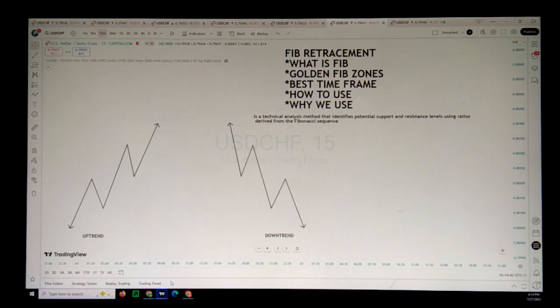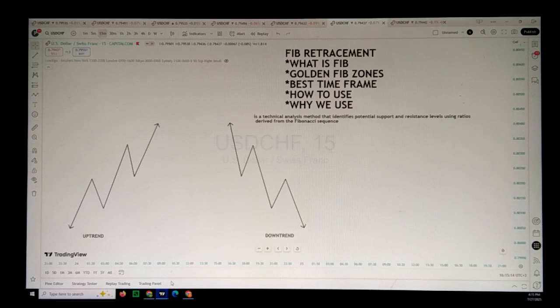So today I'll be talking about Fibonacci retracement. So what is a Fibonacci retracement? That will be our first question. Our second question will be, what are the golden zones of Fibonacci? Then our third question will be, which time frame will be the best one to use in Fibonacci retracement? Our fourth question will be, how to use Fibonacci retracement? And our last question will be, why should we use Fibonacci retracement? Let's start.